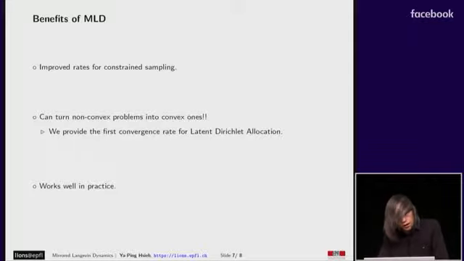And furthermore, our theory reveals a very surprising phenomenon, which is sometimes you can actually turn non-convex sampling problems into convex ones. And this, in particular, includes the very important case of the latent Dirichlet allocation. So we're able to provide the first convergence rate here. And finally, because our algorithm is simple and it is unconstrained, it works very well in practice.